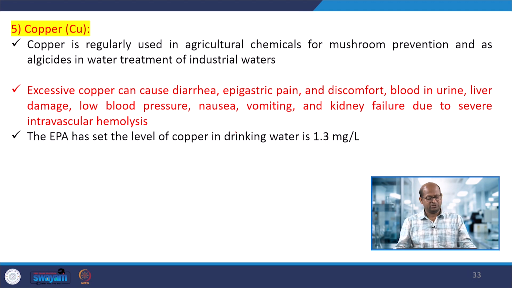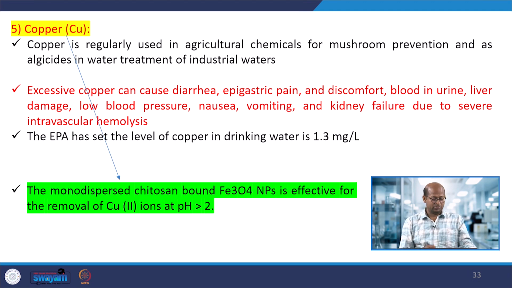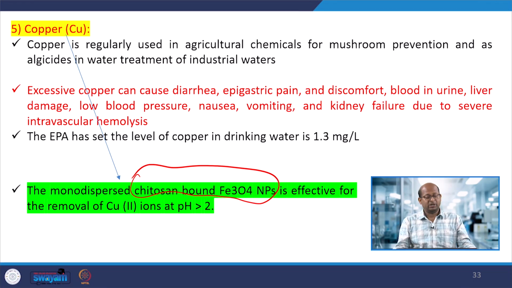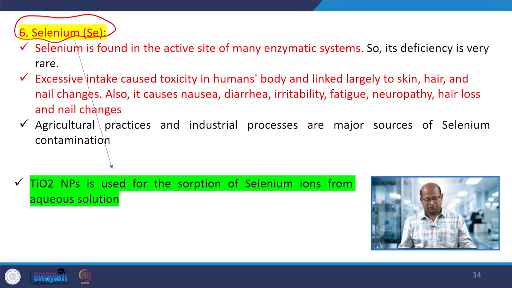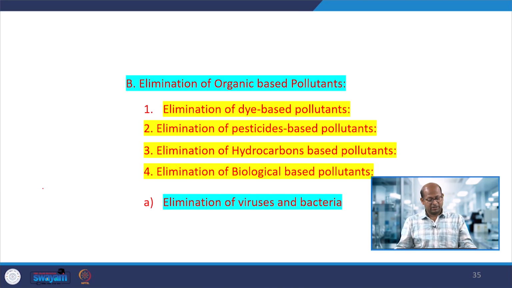Okay. Similarly, copper is another pollutant that we can separate out from wastewater. In that case, chitosan-bound ferrous oxide nanoparticles can be used to remove copper +2 ions, and for that we have to use pH more than 2. Okay. Similarly, selenium is another pollutant that we can separate out from wastewater. For that, titanium oxide nanoparticles can be used for selenium. So, for different types of metal ions, we have discussed the different types of nanoparticles we can use to separate them out.